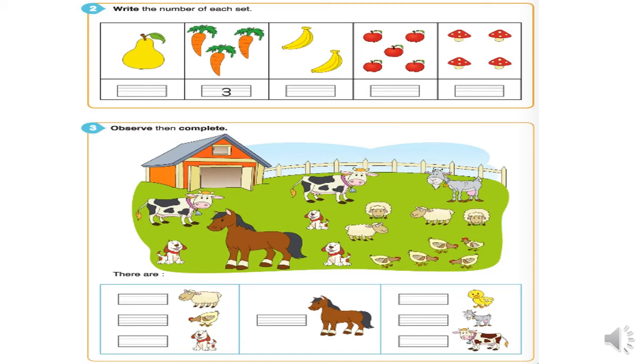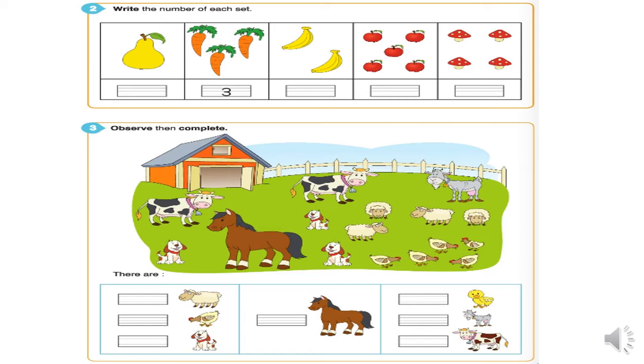In number 3, we are going to observe this figure and then complete the number of each animal. The first animal is the sheep. Let's count its number. 1, 2, 3, 4. So we write number 4.